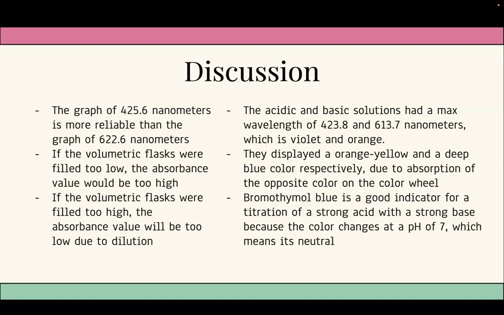We concluded that bromothymol blue is a good indicator for a titration of a strong acid and a strong base because the color changes at a pH of 7, which means that the solution is neutral because it's a strong acid and strong base reaction. We can see this because the pKa of bromothymol blue is around 7.07, which is what we got, and the expected value is around 7.2.